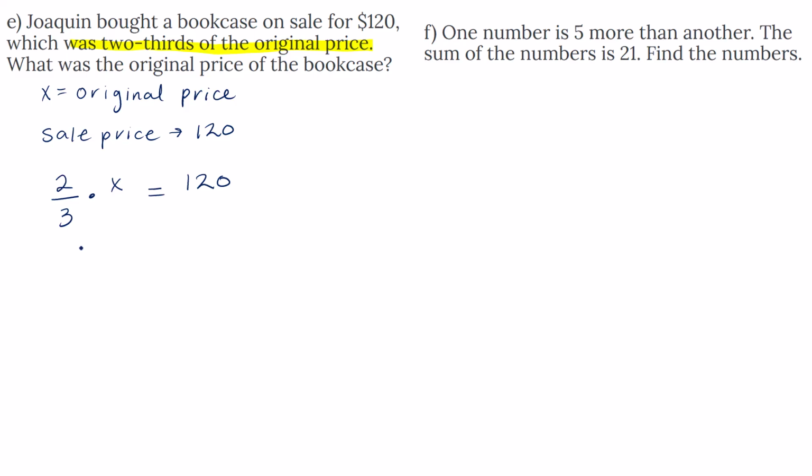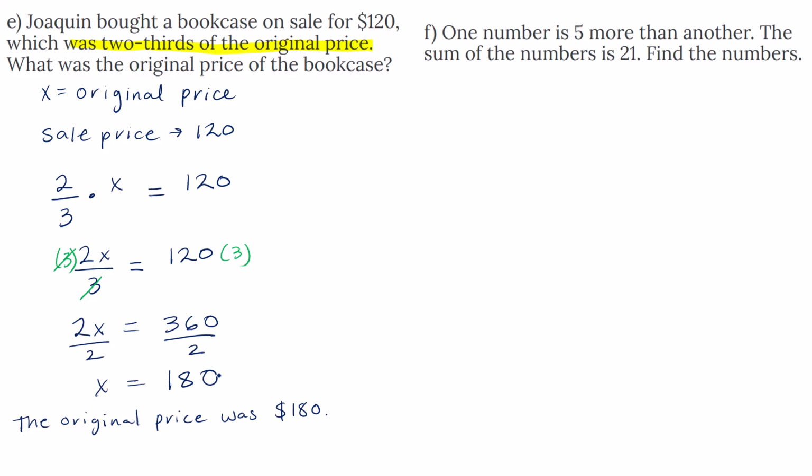Now we can go ahead and solve this. So 2 times x is 2x over 3. And solving equations like this, we'll start by getting rid of that denominator. So multiply both sides by 3, and we get 2x equals 360, and then divide by 2, we would get 180. So there I've written out the sentence, the original price was $180.